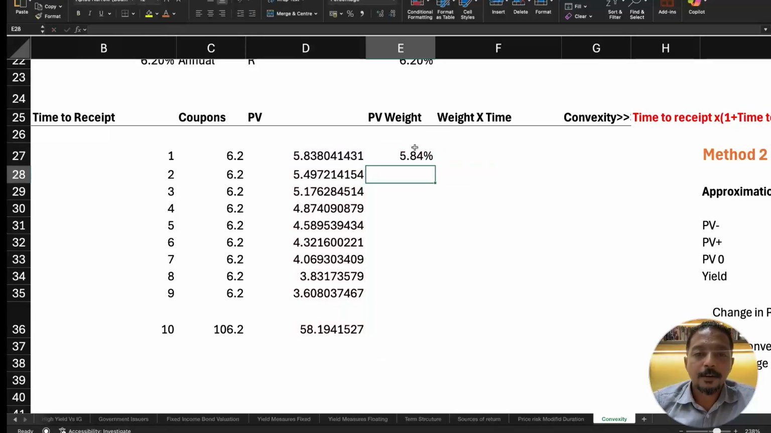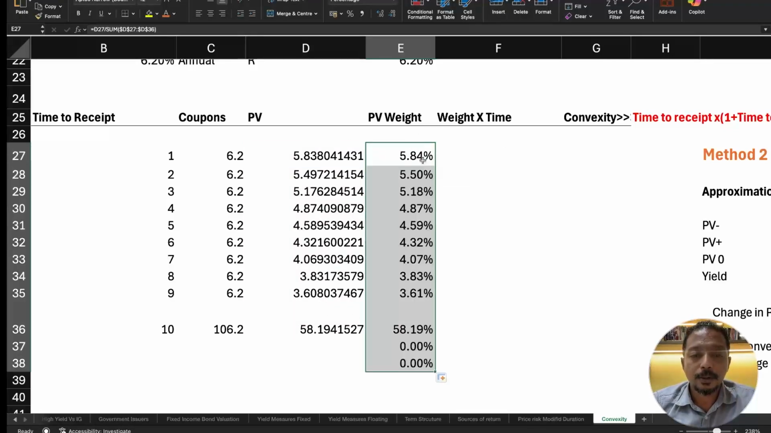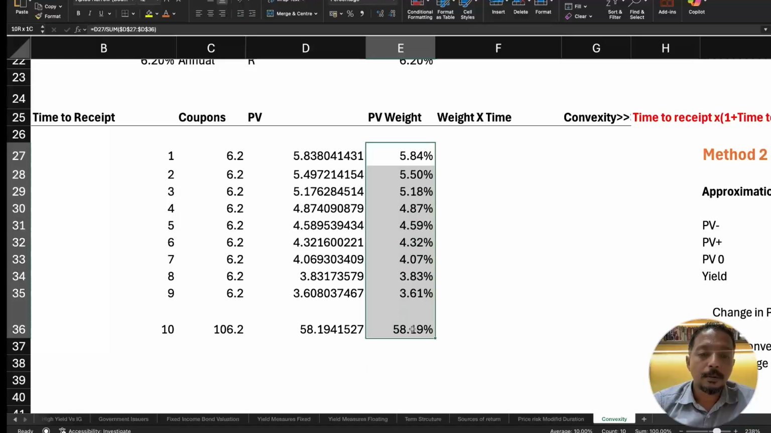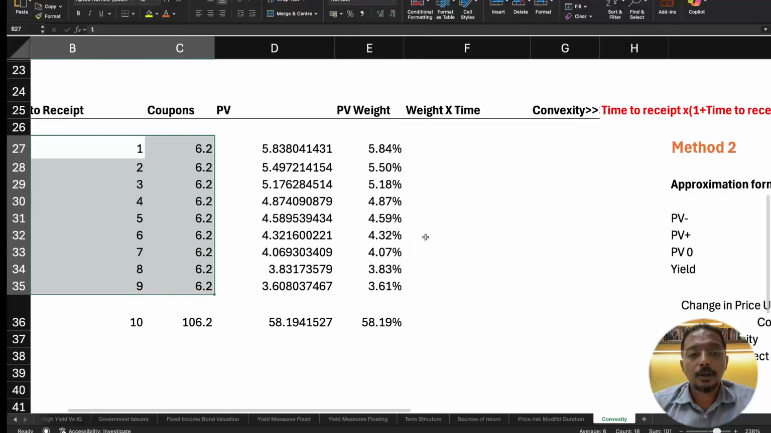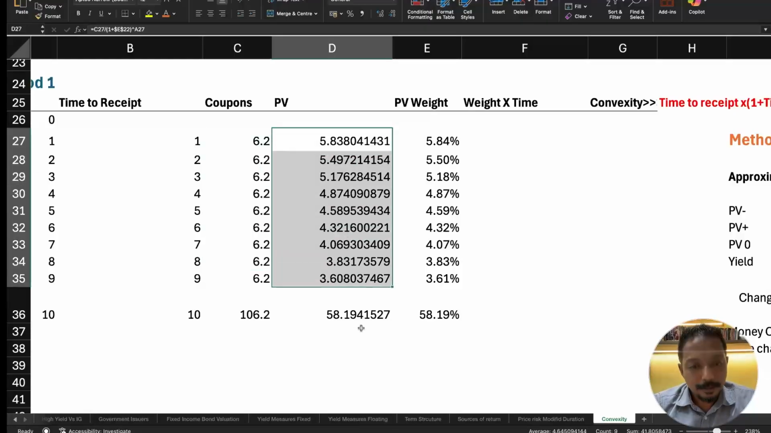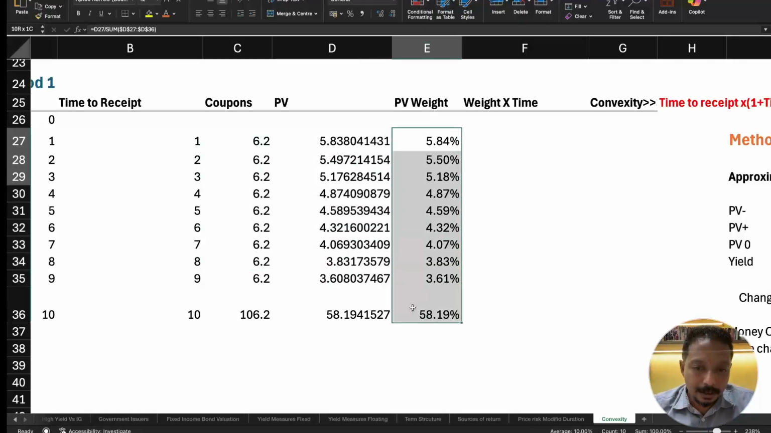And then I get the various present value weightages. So you can see not all cash flows have the same weightage in the present value, obviously because of the factor of time, right? You might say that these coupons are the same, but because of time, the present value is different. And because the present value is different, that's where the present weightage is also different.